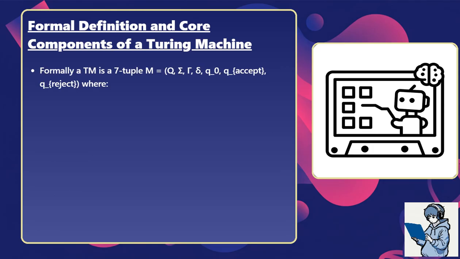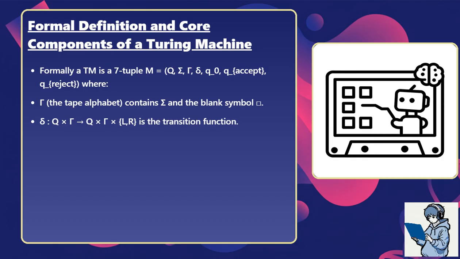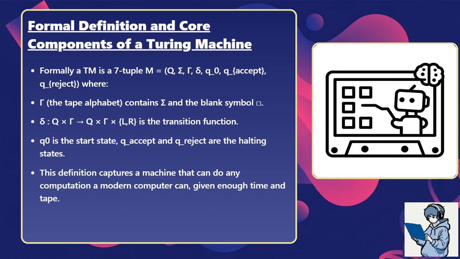Formally, a Turing machine is a 7-tuple M = (Q, Σ, Γ, δ, q0, q_accept, q_reject), where Γ, the tape alphabet, contains Σ and the blank symbol. δ maps Q × Γ to Q × Γ × {L, R}, and is the transition function. q0 is the start state; q_accept and q_reject are the halting states. This definition captures a machine that can do any computation a modern computer can, given enough time and tape.